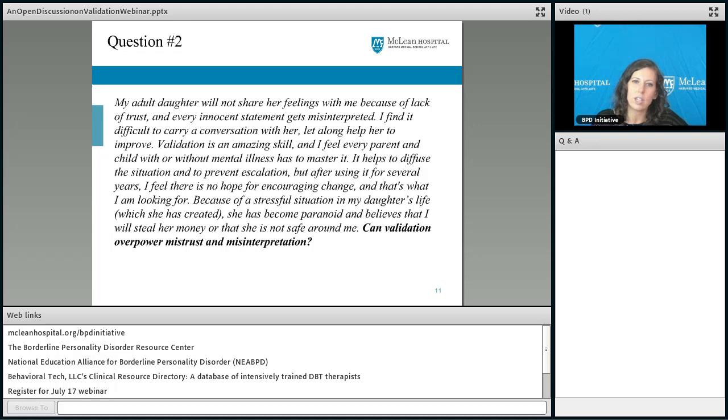So actually, it's not about validation overpowering mistrust or misinterpretation. It's about you really moving in and validating the fact that there has been history, there has been mistrust, that there has been misinterpretation. The challenge with validating these kinds of things is that we have to step back and think about what do they feel happened? What is the wisdom in their belief that mistrust or misinterpretation happened? And that's then what we go and validate.